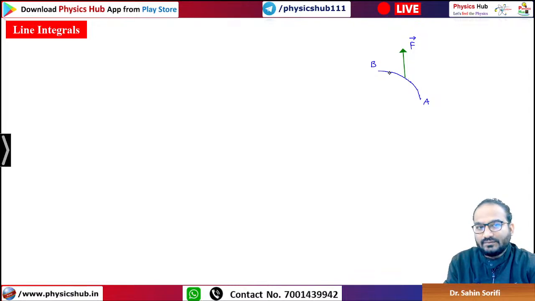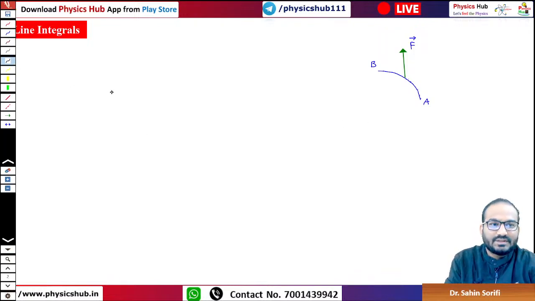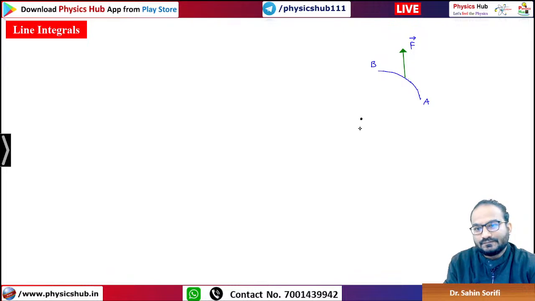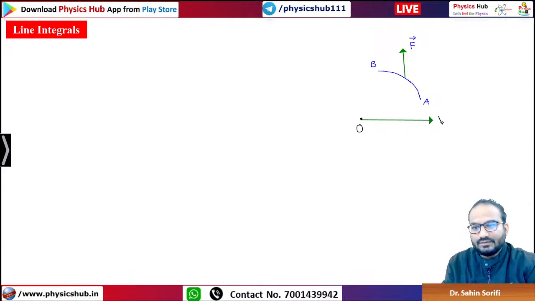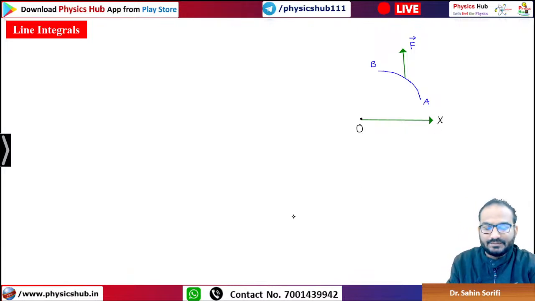And how we are defining the line integral, that is the question. Now to get a reference point, we are considering that our origin is situated here. So with respect to this origin, we are measuring everything, and let's consider that the x-axis is along this direction. So we are setting up the coordinate system.